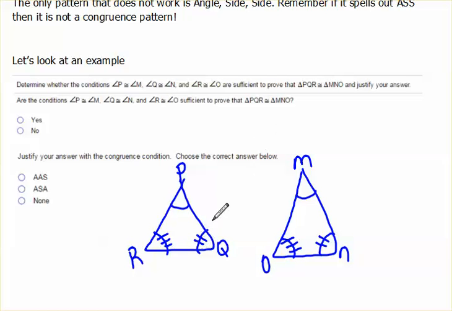Now, is that enough to prove that those two triangles are congruent? Think back to our patterns. What do we have here? We have angle, angle, angle. That is not one of our approved patterns. So no, that is not sufficient to prove those two triangles congruent, because this is not one of our proper patterns.